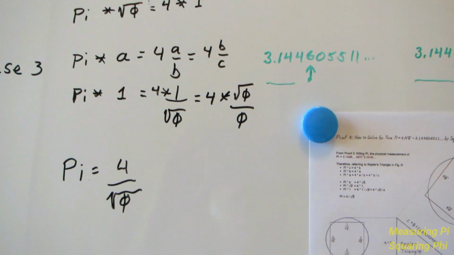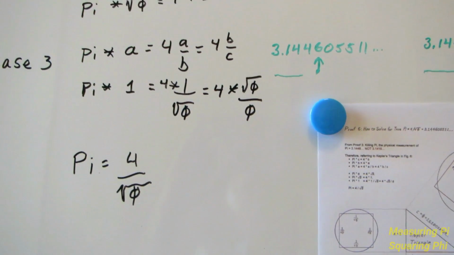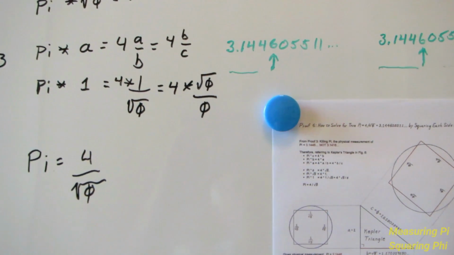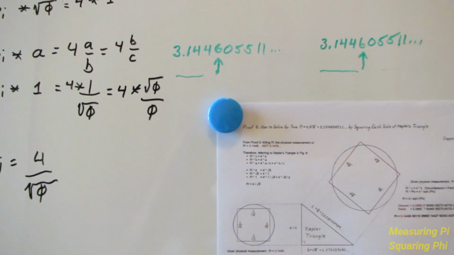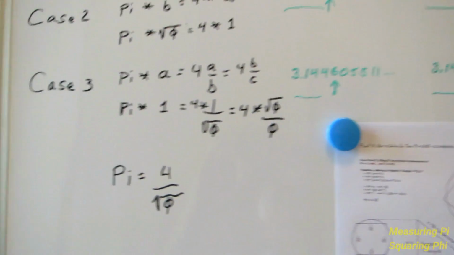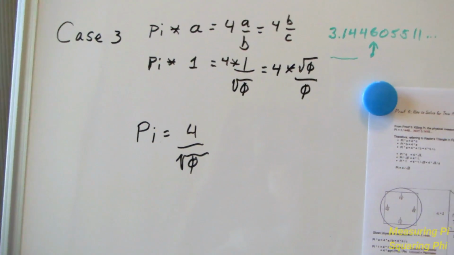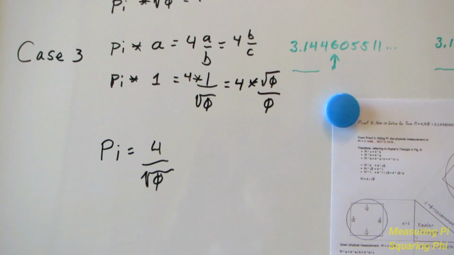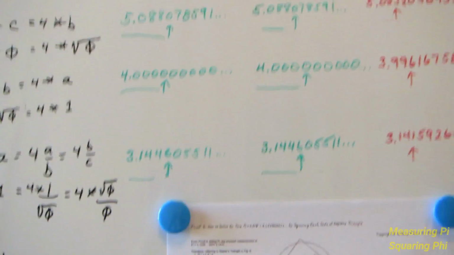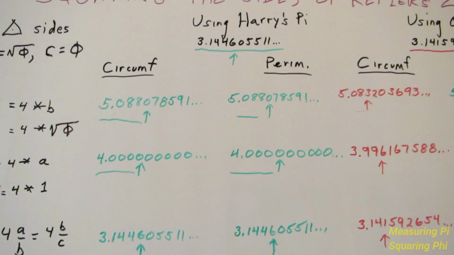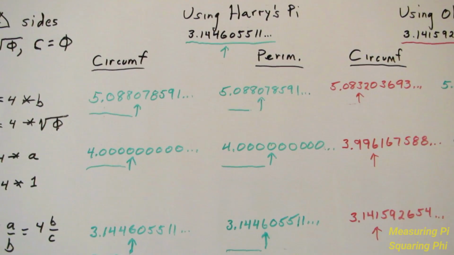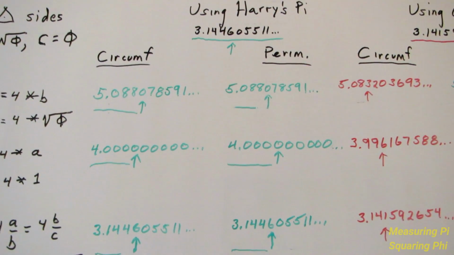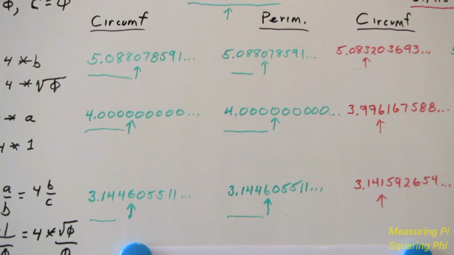And in every case, pi equals 4 divided by the square root of the golden ratio, which is 3.1446, which is as far as we can measure it, but we can then compute that large value of pi, and I computed it out to 40 places in the proof, so that this is true. That is the circumference using Harry's pi, 3.144605511 out to 9 decimal places. The circumference equals the perimeter.